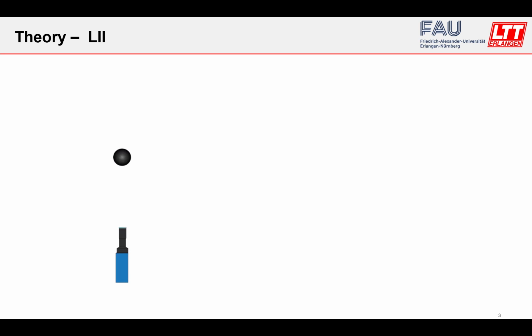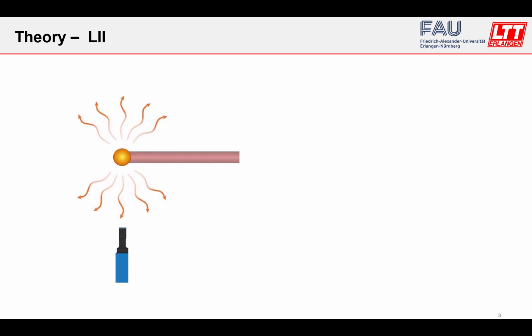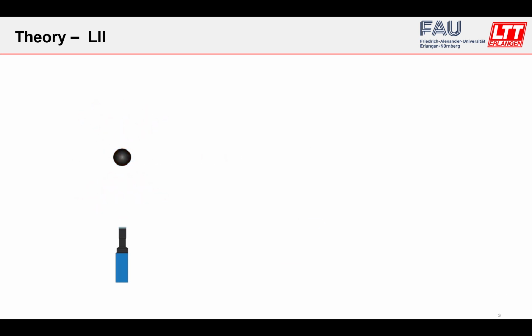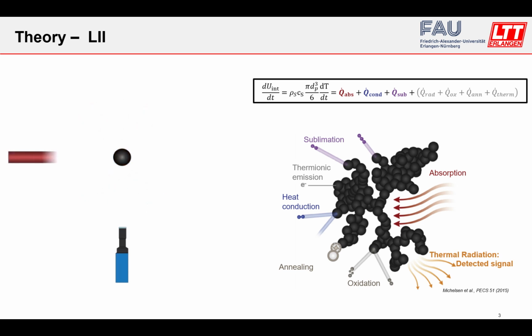How does LII, so laser-induced incandescence, actually work? So here you see a soot particle and a detection system, in this case a camera. We have a short laser pulse which will heat up our soot particle, and therefore we have an elevated temperature from the surrounding. And after the pulse passes our soot particle, this particle will cool down to the surrounding temperature. And this can be described with the change of internal energy with time.